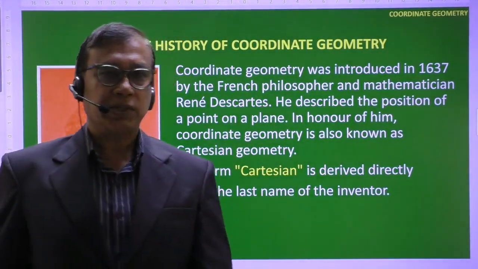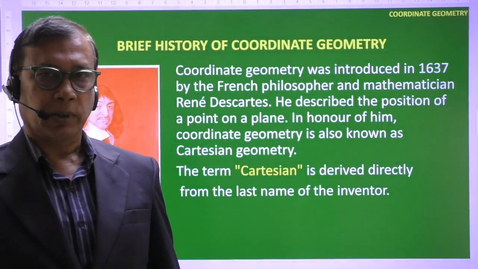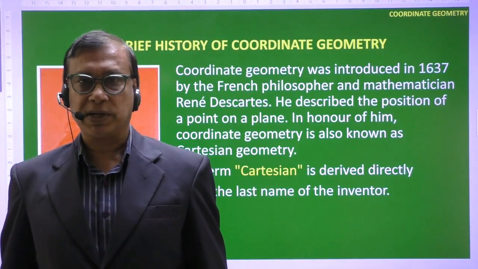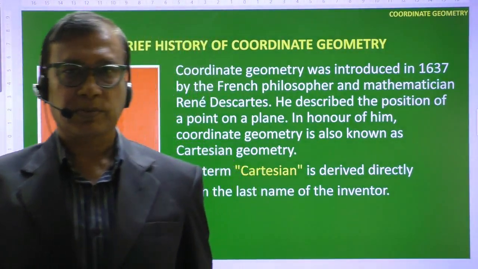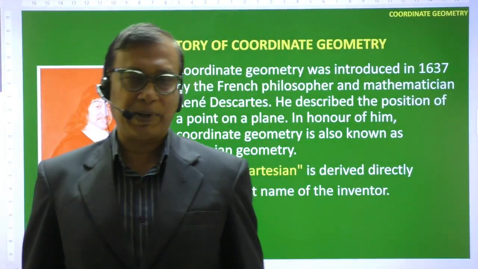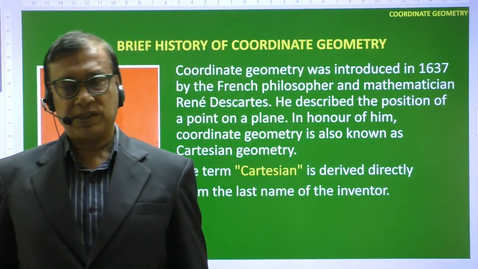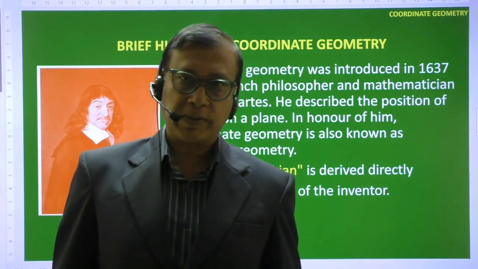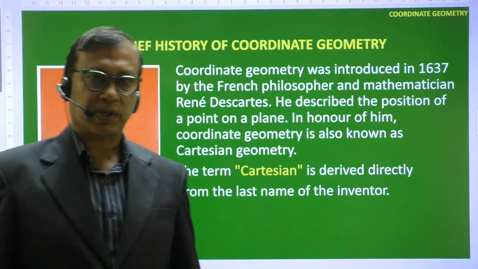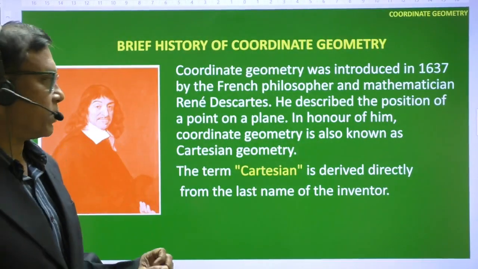Coordinate geometry was introduced in 1637 by French philosopher and mathematician René Descartes. He described the position of a point on a plane. According to his name, coordinate geometry is also known as Cartesian geometry. Yes? So this is the brief history of coordinate geometry.